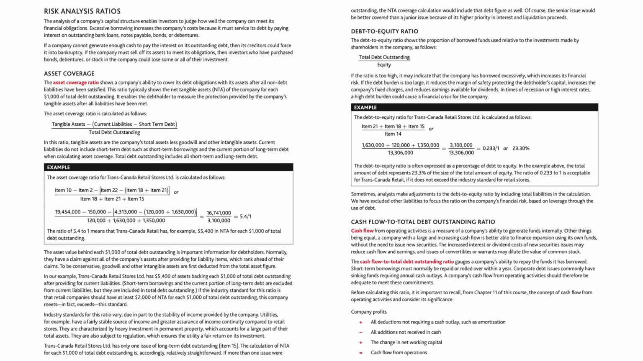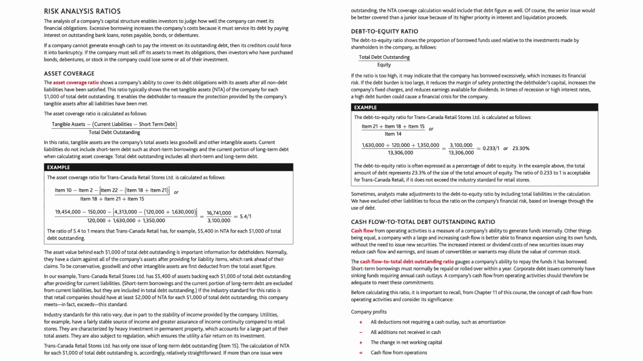The cash flow to total debt outstanding ratio gauges a company's ability to repay the funds it has borrowed. Short-term borrowings must normally be repaid or rolled over within a year. Corporate debt issues commonly have sinking funds requiring annual cash outlays. A company's cash flow from operating activities should therefore be adequate to meet these commitments.